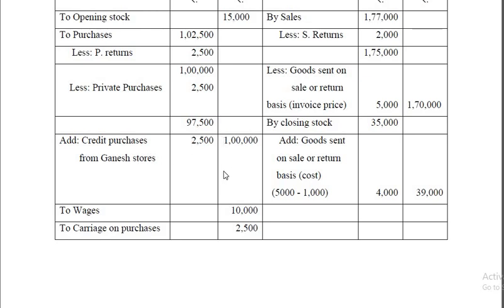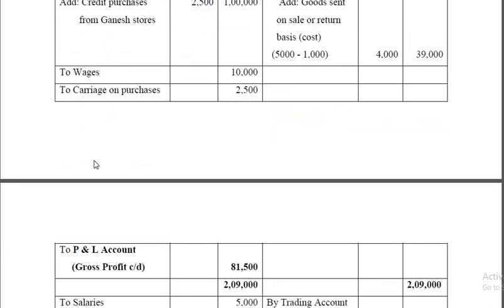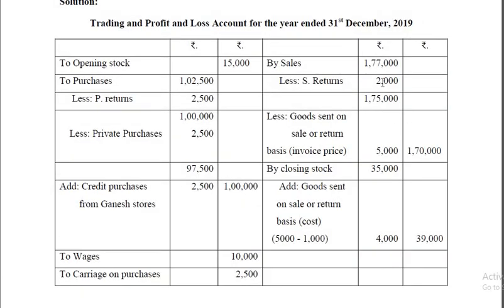As a result, net purchases are 1 lakh. So purchase return should be deducted. Then private purchases, which are considered as drawings, should be deducted. Whereas these purchases not recorded in the books of account should be added now. Wages, direct expense, carriage on purchase, direct expense. Look at the credit side.